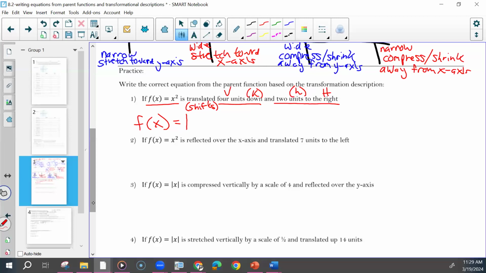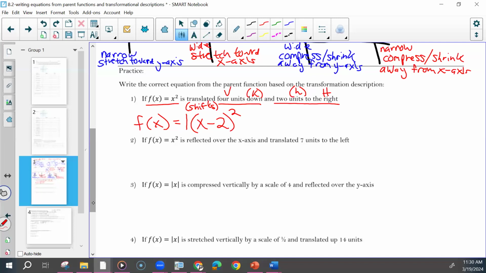Then we have H value. Remember that when we were doing the graphs, when it moved to the right, it was actually negative. The X values, the inside things, they do the opposite. So it's gonna be X minus 2. And if we were to graph that, we would see it move to the right. Squared, outside.